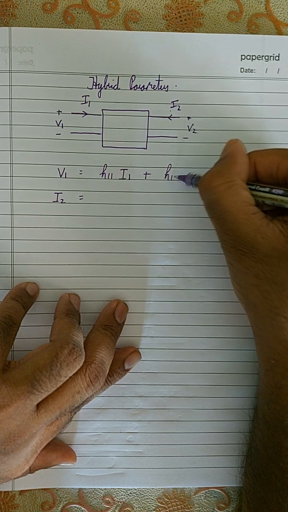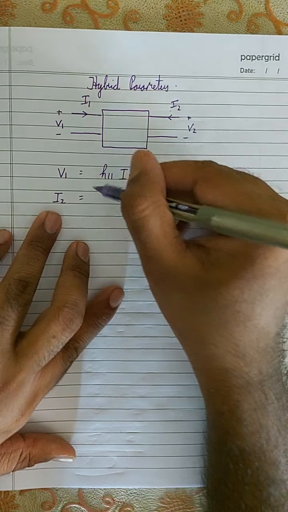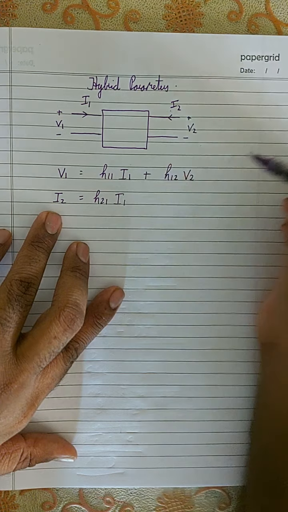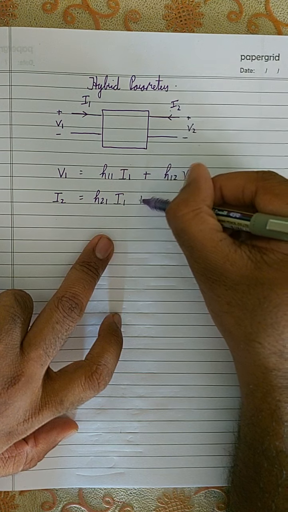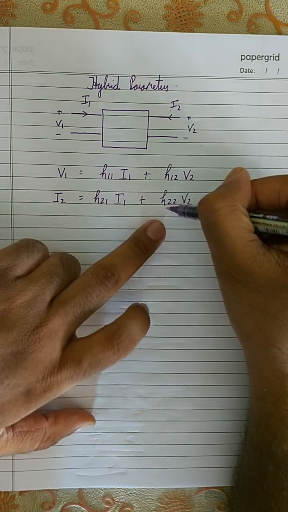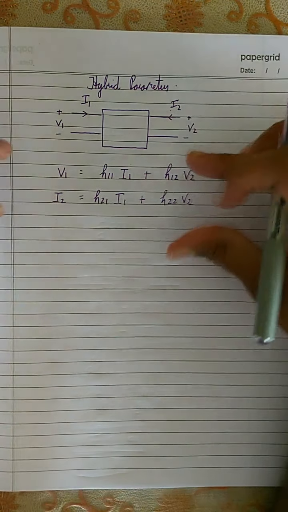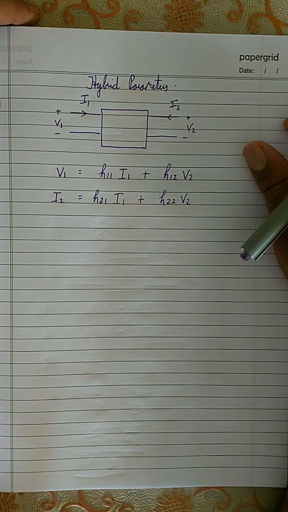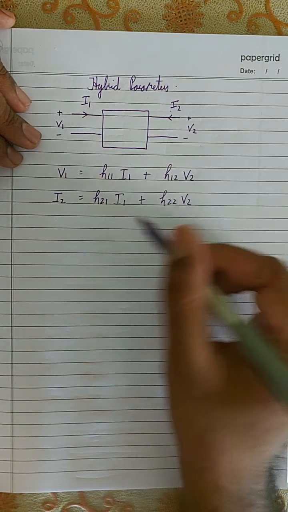plus H12 V2. Here also, I2 is equal to H21 I1, where this 2 represents this 2 and this 1 represents this 1, plus H22 V2, where this 2 represents this 2 and this 2 represents this 2. So this is the equation, this is called the hybrid parameters. That's all, this is the hybrid parameter equation. So now you can write the values of H11, H12, H21, H22.